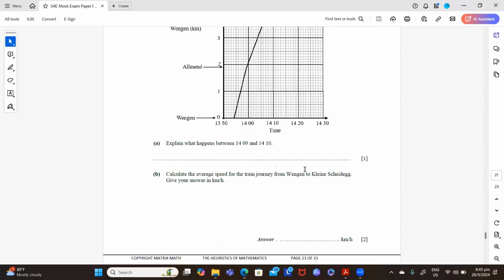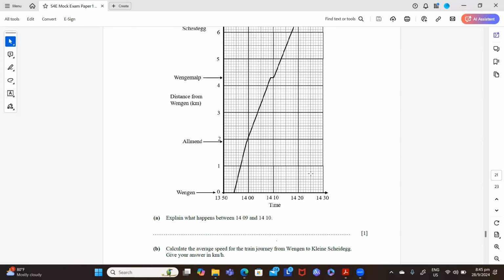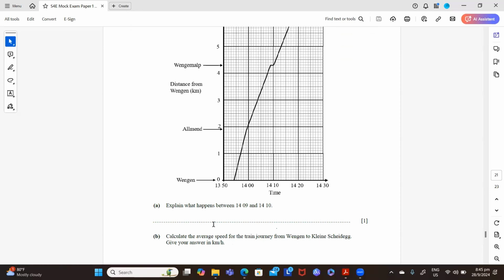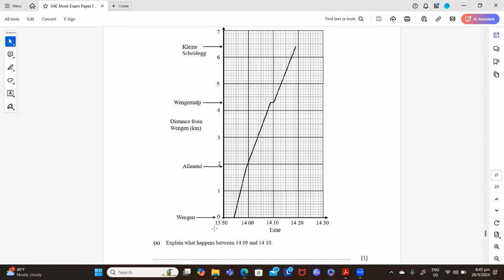Okay, part B. So what you want to do for this one: find the average speed of the train journey from this stop to this stop. Give your answer in kilometers per hour. If it's average speed, it will also include the time when the train did not move. So what you want to do is calculate the time over here.